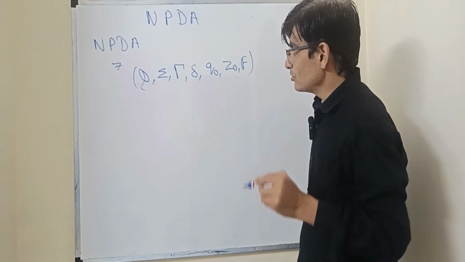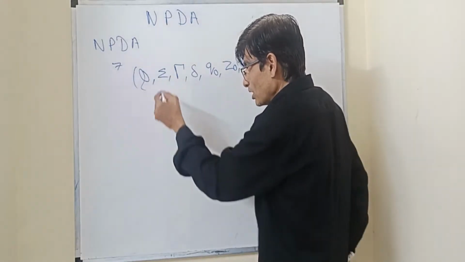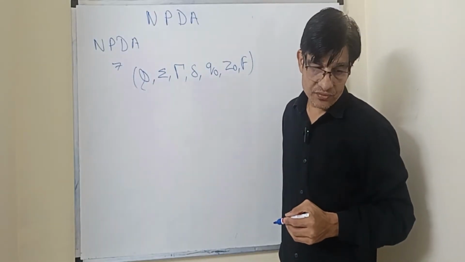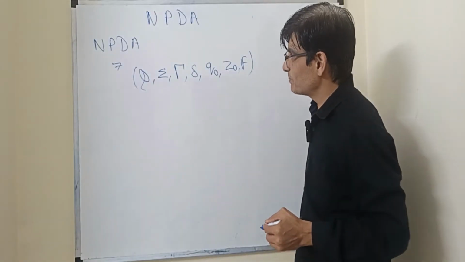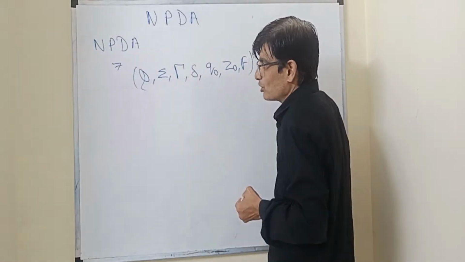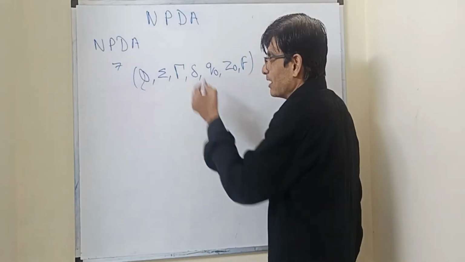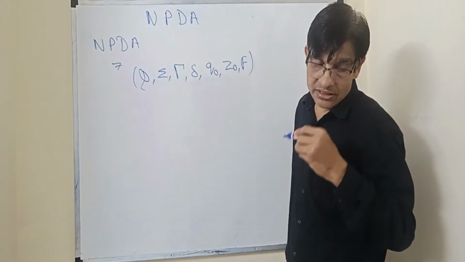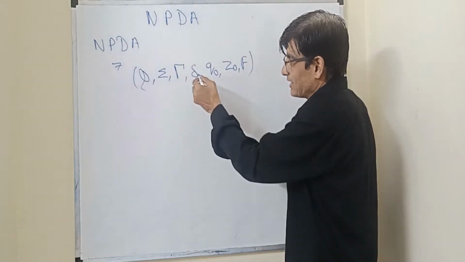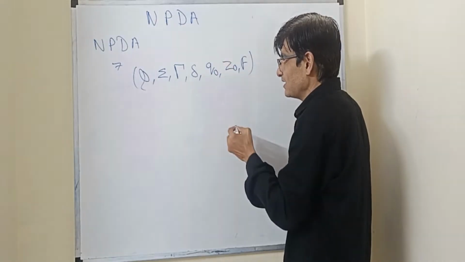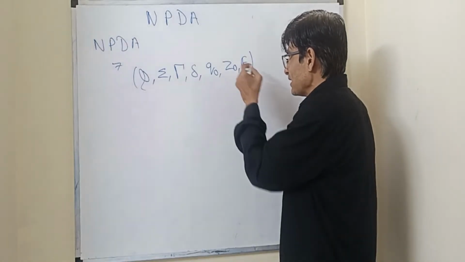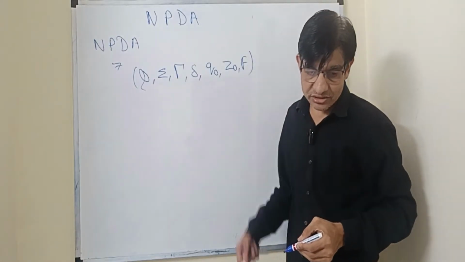So all the tuples are the same. Capital Q is the finite set of all possible states of the PDA, then sigma is the finite set of input symbols of the PDA, then gamma is the finite set of stack symbols, and delta is the transition function, Q0 is the start or initial state of the PDA, Z0 is the initial stack symbol, and F is the set of all final states of the PDA.